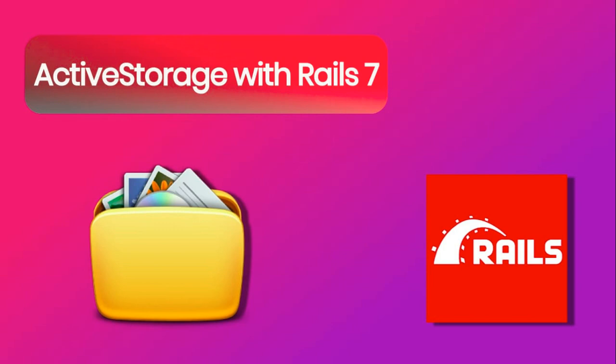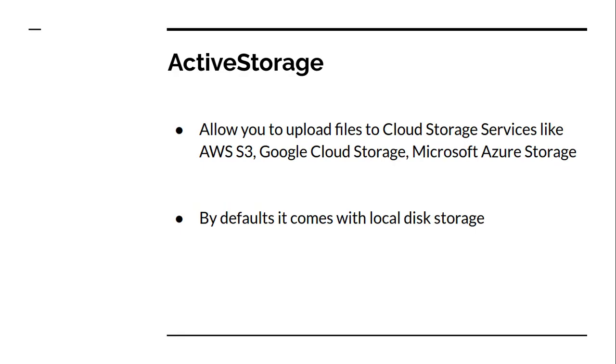Now let's start with Active Storage first. We need to know what Active Storage is. Active Storage is a library provided by Rails to upload attachments in your Rails application. You can upload PDFs and images, and you can also convert pages of a PDF into images using some image processing gems. Ultimately, Active Storage allows you to upload files to cloud storage services like AWS S3, Google Cloud Storage, Microsoft Azure Storage, and by default, it always comes with local disk storage.